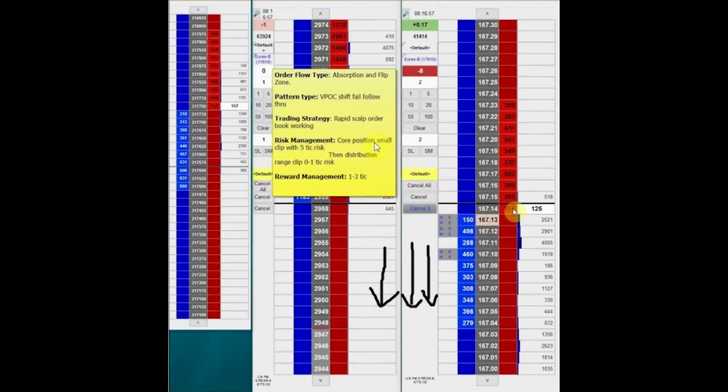So you can be holding a core position with a small clip with a 5 tick risk, then distribute your range clip 0 to 1 ticks. So effectively what you're doing is you can hold a core position over here, and as you've noticed, the seller, so you can take your reward 1, 2, 3 ticks, and then you're distributing your clips. So you keep on feeding the offer. So long as the iceberg is there, you keep on feeding the offer and you join the iceberg.